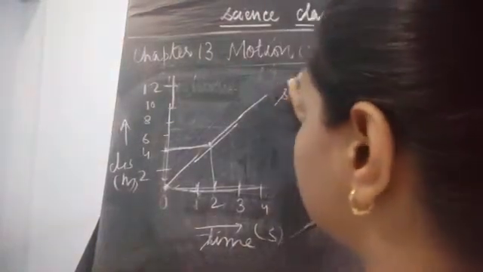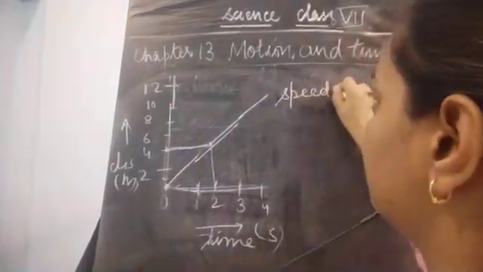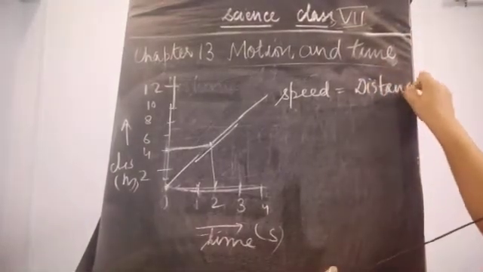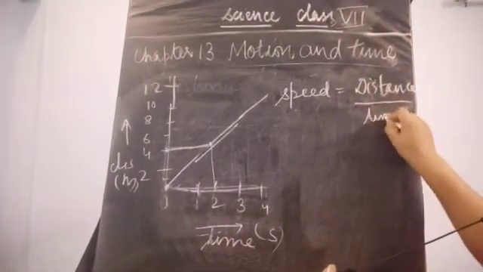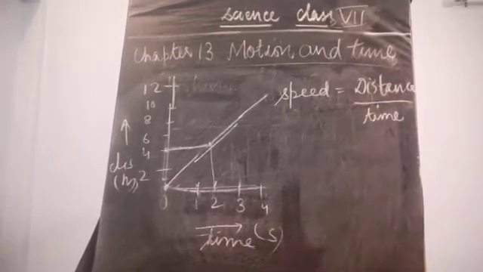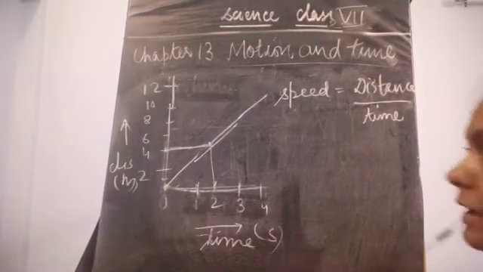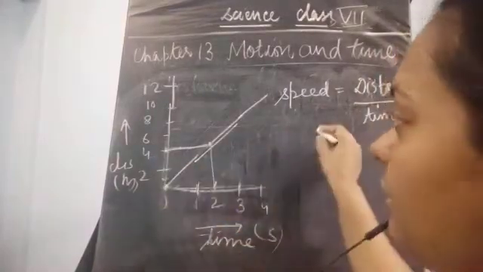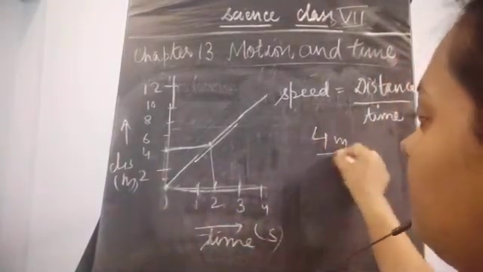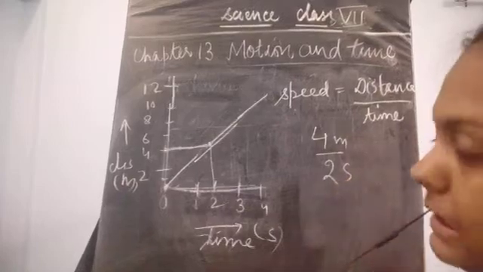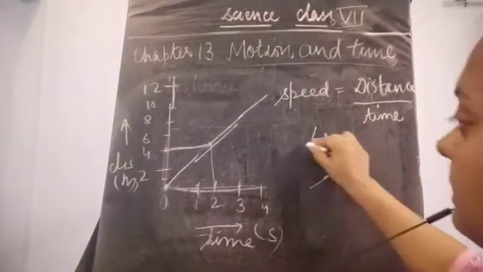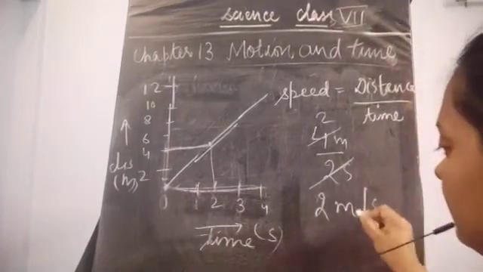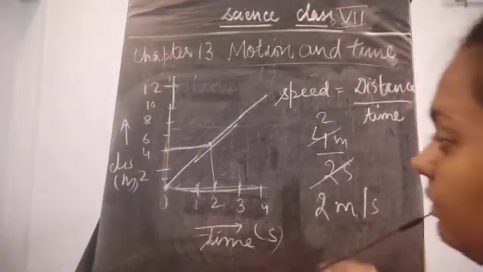So how will you calculate the speed? The formula for speed is distance upon time taken, okay, distance upon time taken. So if we calculate distance, what is the distance traveled? Distance is 4 meters upon what is the time taken? 2 seconds. Now if we cancel this, what is the speed? 2 meters per second.